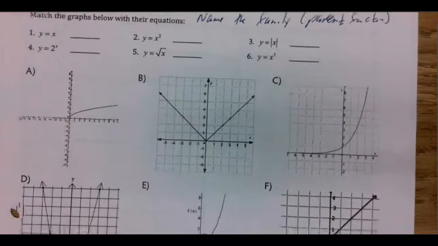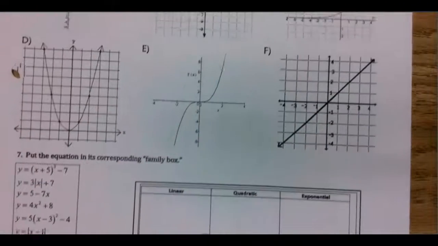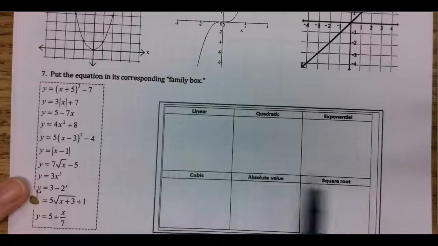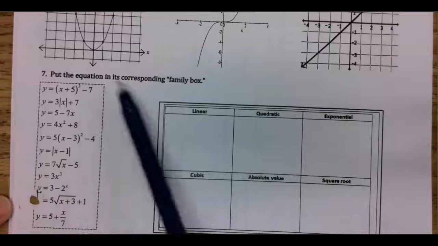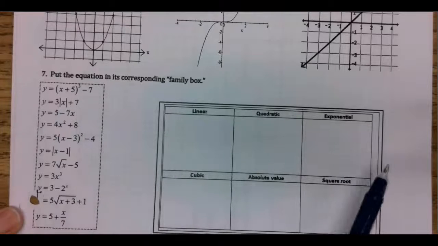So you're going to name the family, match up which ones work with what, and name the family. Here, you're going to take the equation and put it into the box. So which one of these goes into these? It's just practice so you know what goes where. Okay, write the equation and where it goes.